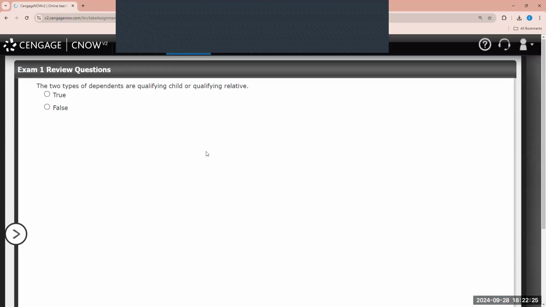So this ties into what we were just discussing. There's two types of dependents, either qualifying child or a qualifying relative. The answer is true.